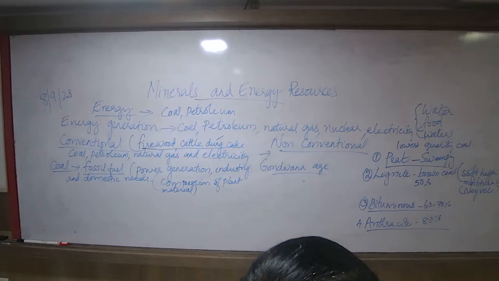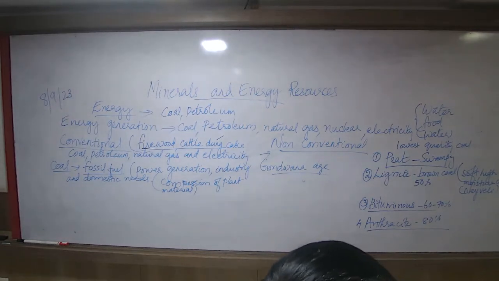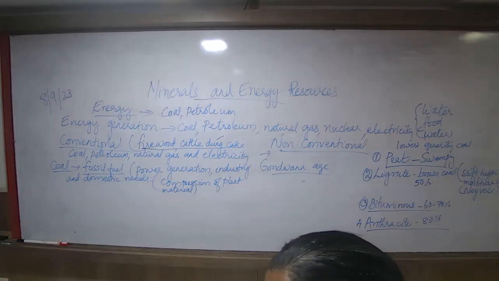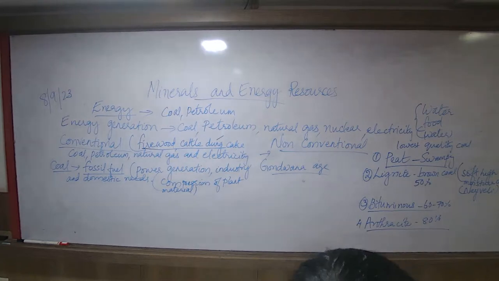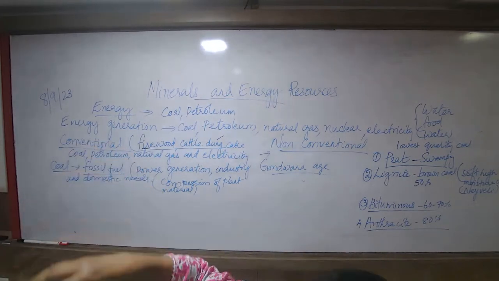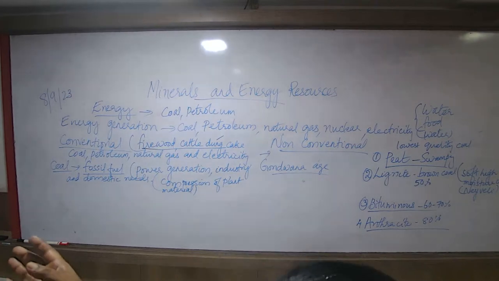There was a sea called Tethys, and after that crumbling, the soil and other material deposited on the Tethys sea. That process goes on, and the present Himalayas are formed. So the Himalayas, search how the Himalayas are formed.